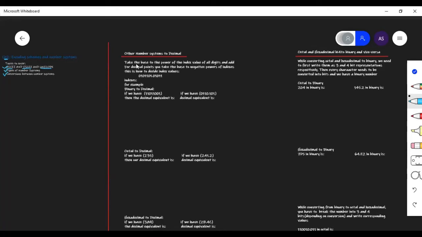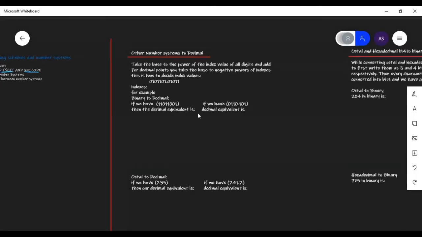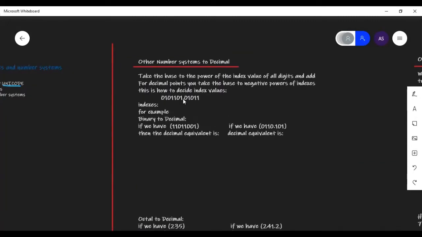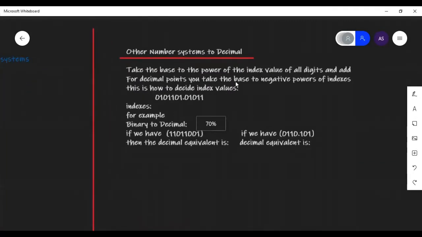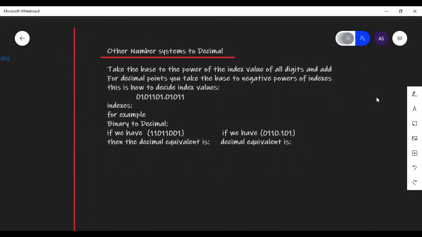Okay, now we're going to talk about how to convert between other number systems and decimal. Like Samar just explained, I'm going to take an example of this binary number right here, with the decimal point. Now, like the thing says, you want to take the power of the index values of the digits and add all of them together. I'll tell you what that means.